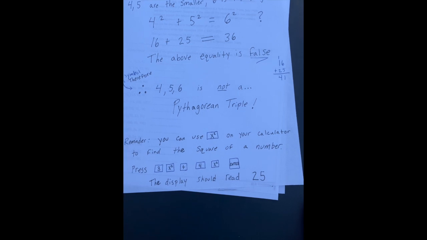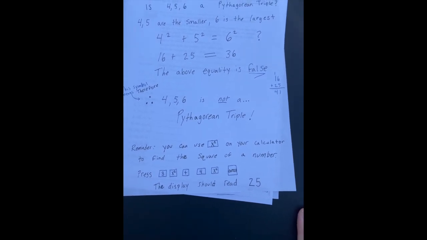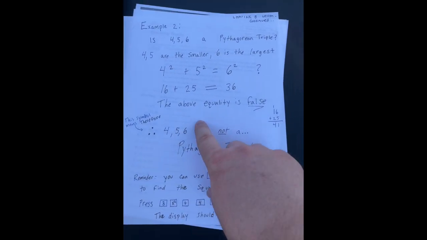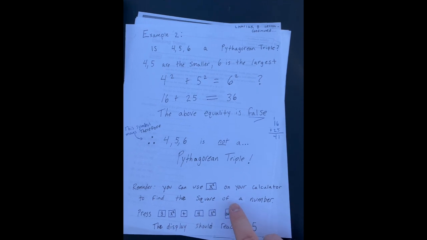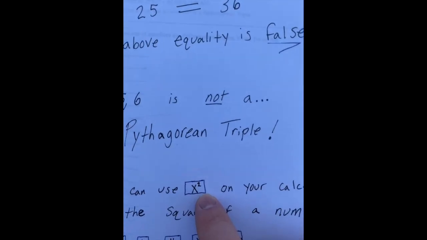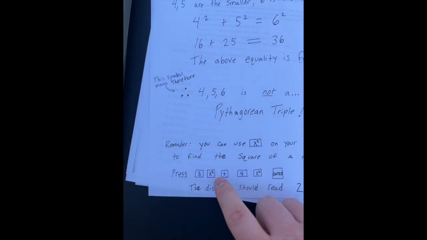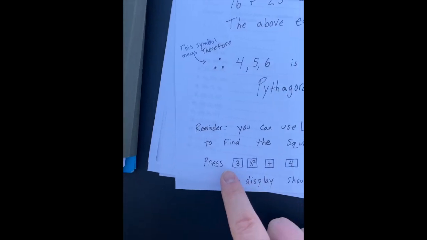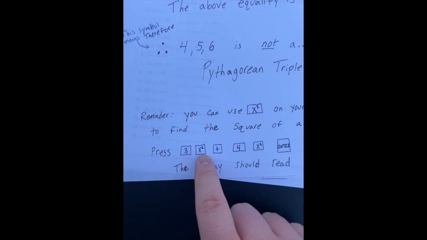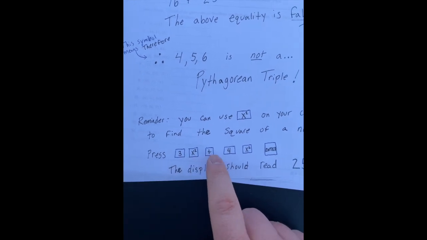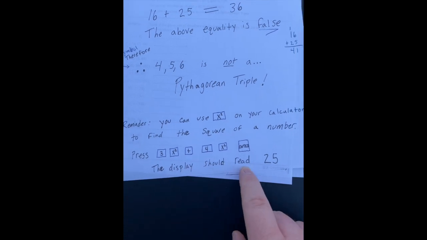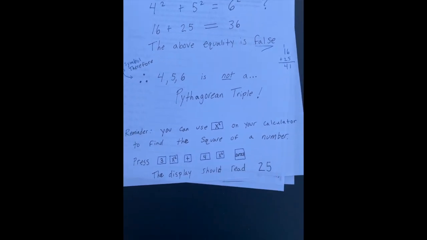And here's a little calculator note that Mr. Wilcox made on these set of notes to help you guys remember how to do this on a calculator. Instead of worrying about taking that number and multiplying it by itself, you look for the x squared button on your calculator, and then that will find the square of a number. Here's a display for example 3x squared, that gives you 3 squared, plus 4x squared, enter. The display should read 25.